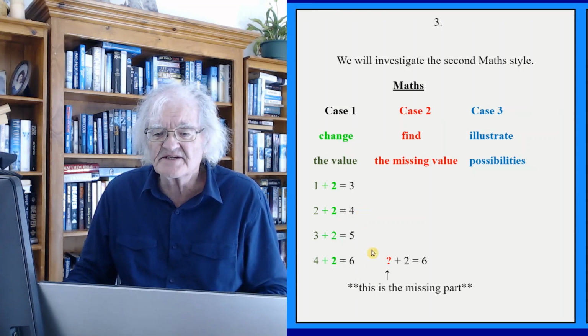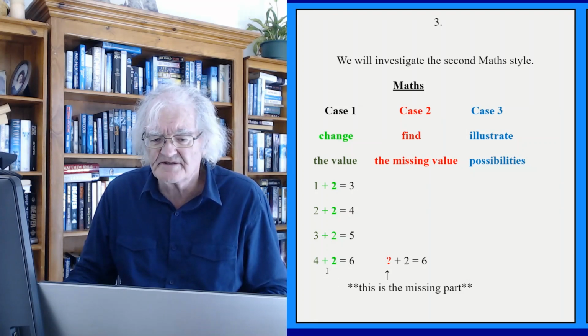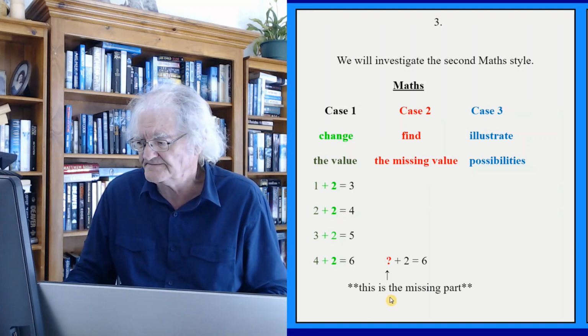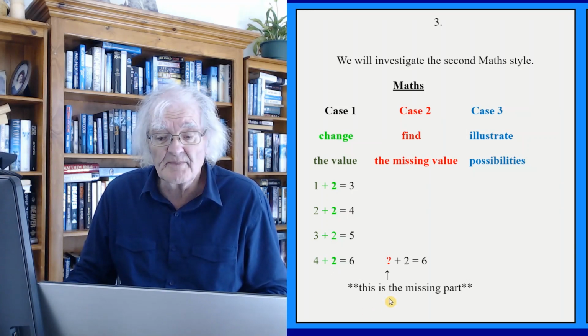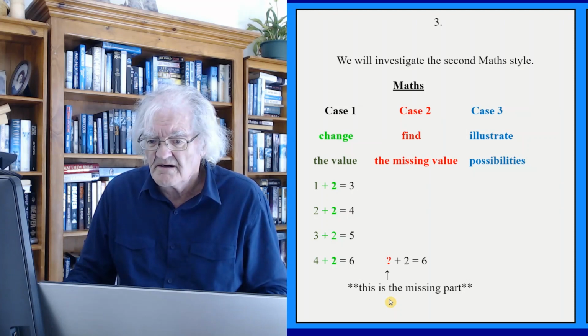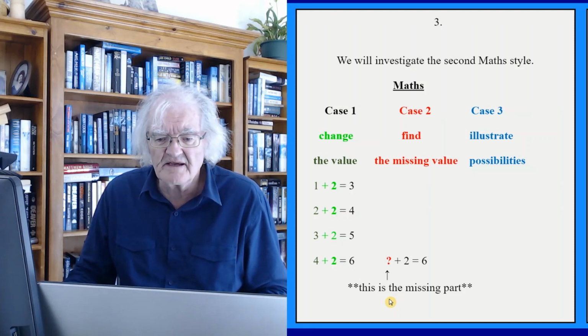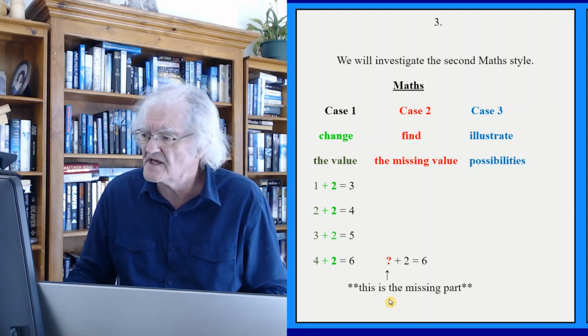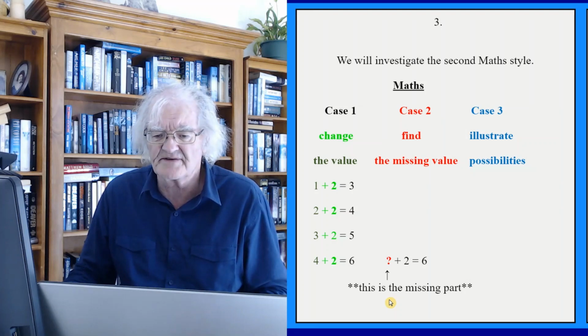Now here's an example of a case 2 or type 2 maths. You can see it's closely related to this one, but now there is a missing part. If you compare the two, you will see that the missing part is obviously 4. But that is not the way we want to use our understanding of maths.